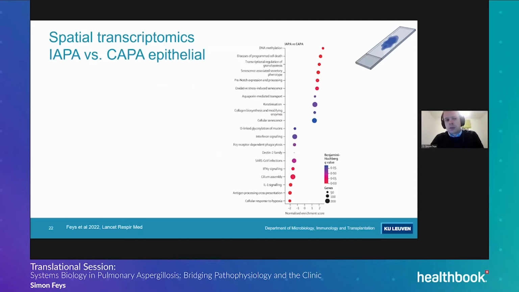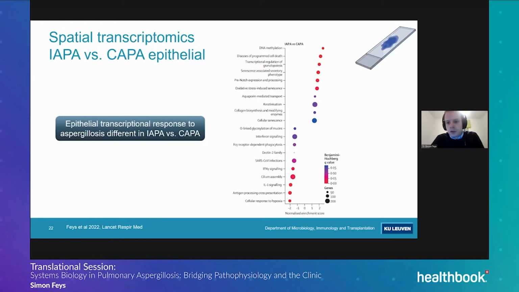We also performed spatial transcriptomics in these 4 samples as a proof of concept. In the inflammatory infiltrate, the immune cells, we didn't really see a difference between the IAPA and CAPA patients at the transcriptional level, but at the epithelial level, we could discriminate the responses to the Aspergillus infection between influenza and COVID-19 patients. For example, in the IAPA patients, there was an upregulation of keratinization as a defense pathway, while in the CAPA patients, we saw an upregulation of, for example, cilium assembly compared to the IAPA patients.